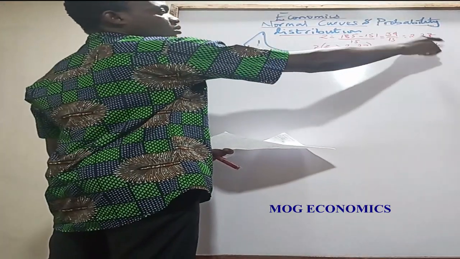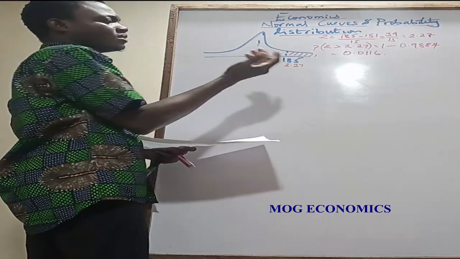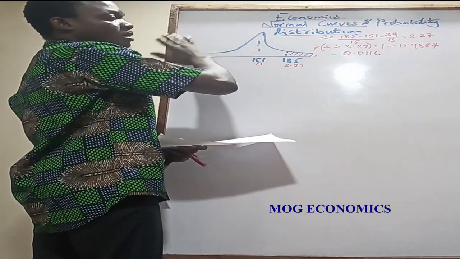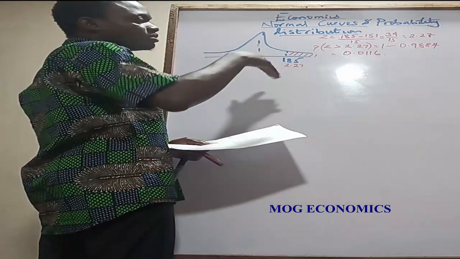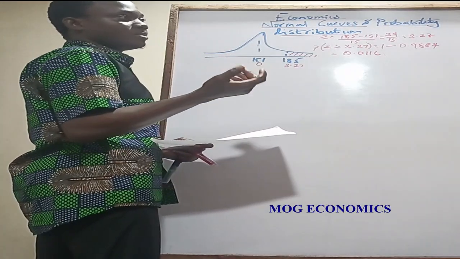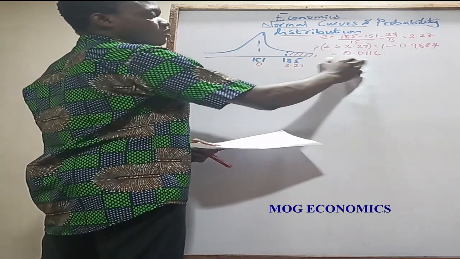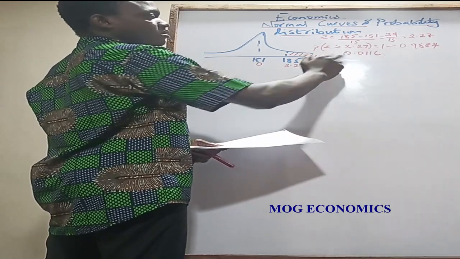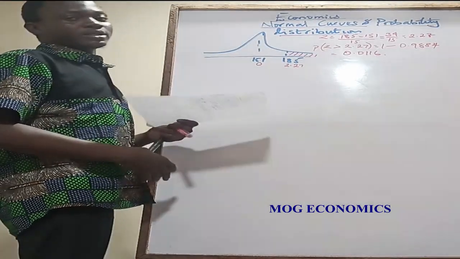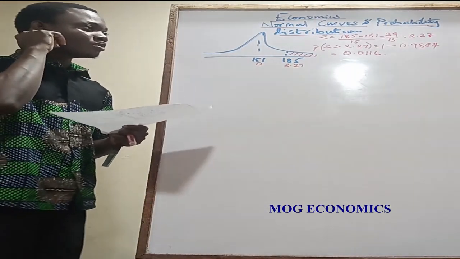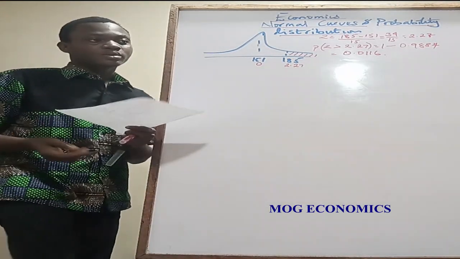That's one that gives like 0.9884. So most of the heights are falling below 185, or 185 at best. The remaining, those that are extremely tall, so they are kind of scarce, have a probability of 0.0116. Nobody's asking me for that though.